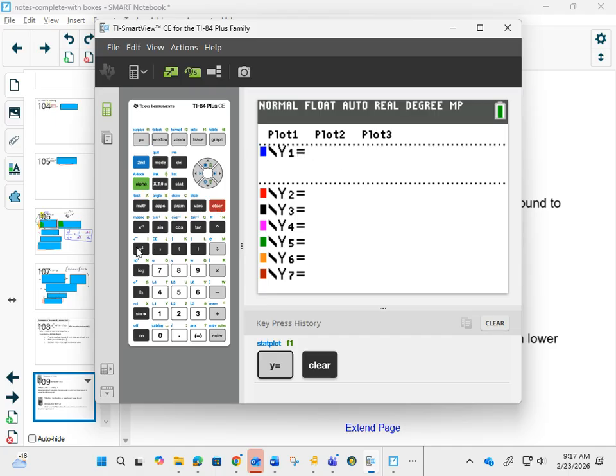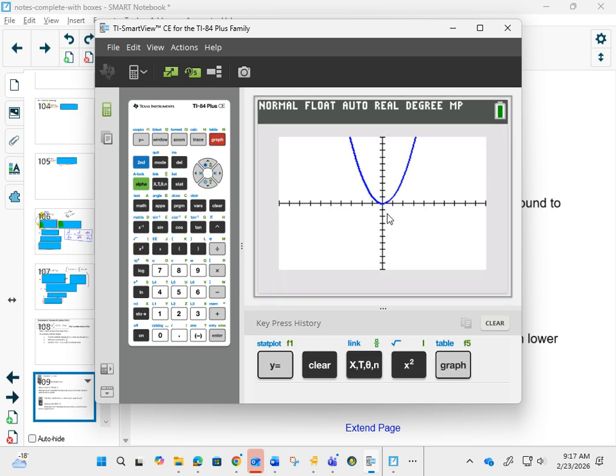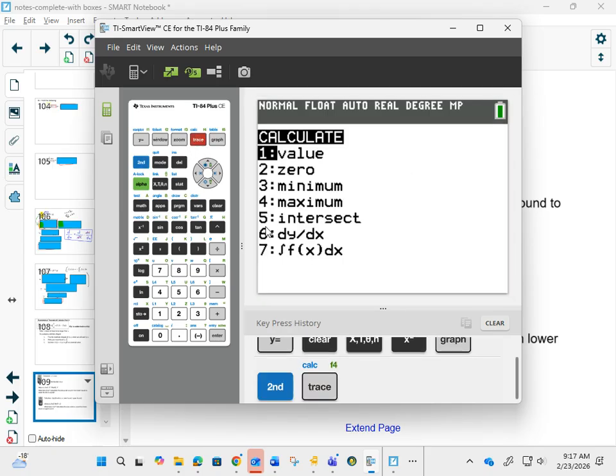Let's just do our regular parabola, x squared. There it is. And let's look at the area from 1 to 3. So a couple ways we can do this. We can go second trace, and number 7 here has the integral.